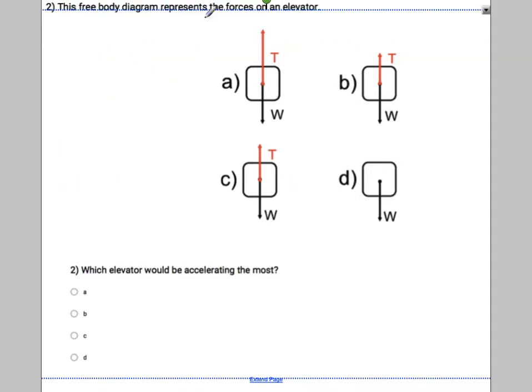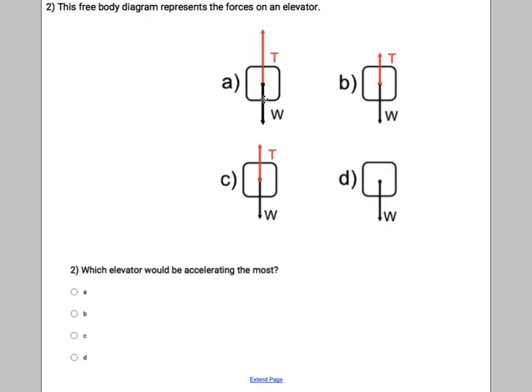For number 2, this one is about an elevator, and it's asking which one would be accelerating the most. The key here is simply to look at the net force. I have an option on here that you don't necessarily have, but I'm going to draw an arrow right over the top of W so you can see the addition of the two vectors. So you're looking at the tug-of-war battle between the T and the W, to see the net force. How much is the W canceling out the T?